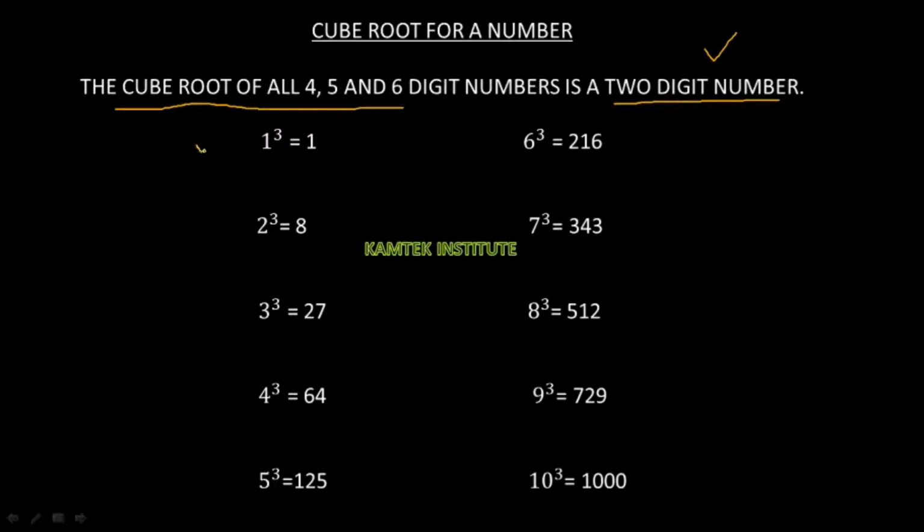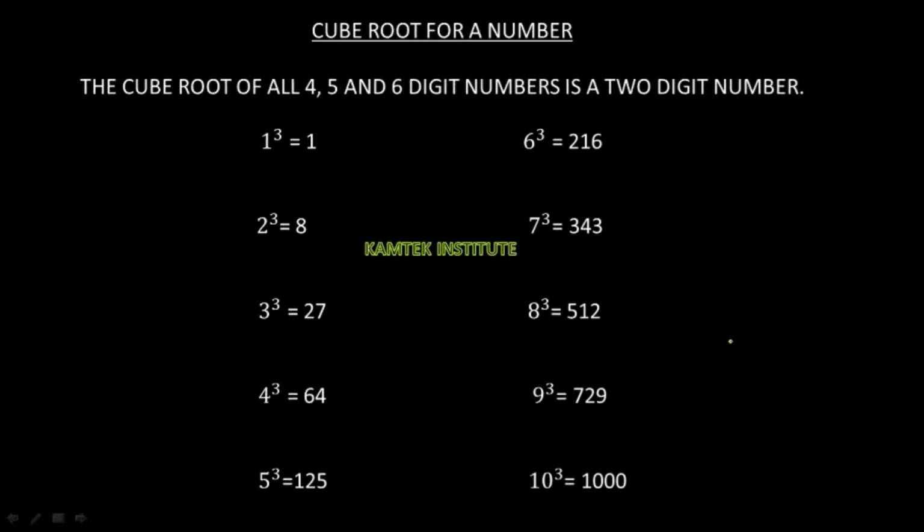As you know, 1 cube is 1, 2 cube is 8, 3 cube is 27, 4 cube is 64, 5 cube is 125, 6 cube is 216, 7 cube is 343, 8 cube is 512, 9 cube is 729 and 10 cube is 1000. So remember all this, okay?